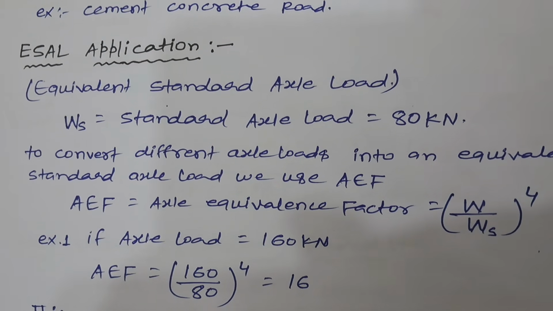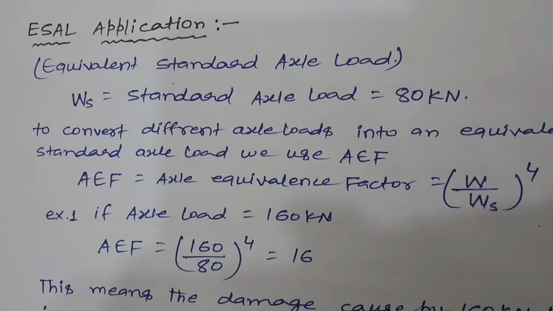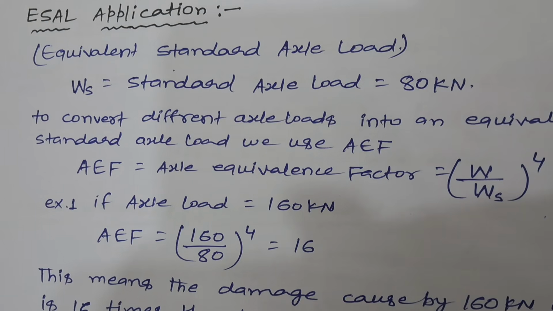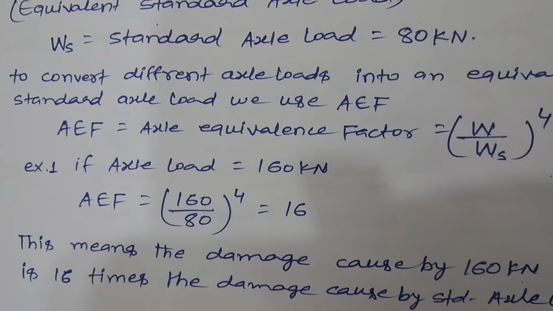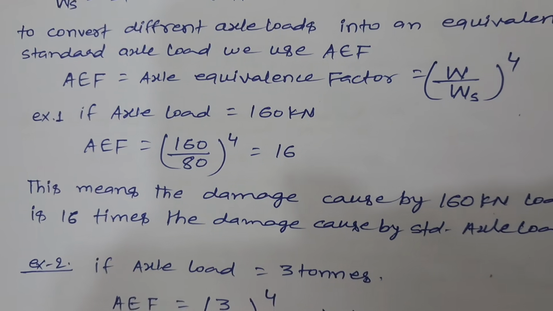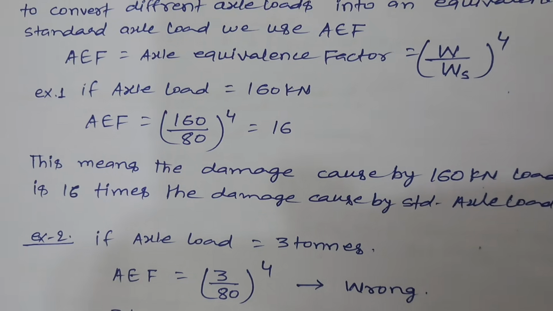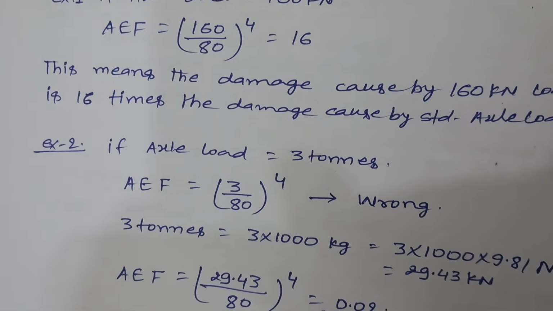Example: if the axle load is 160 kN, then AEF is equal to 160 divided by 80 to the power 4. It will come 16. It means the damage caused by a 160 kN load is 16 times the damage caused by a standard axle load of 80 kN. Now we will find AEF for different types of loads.